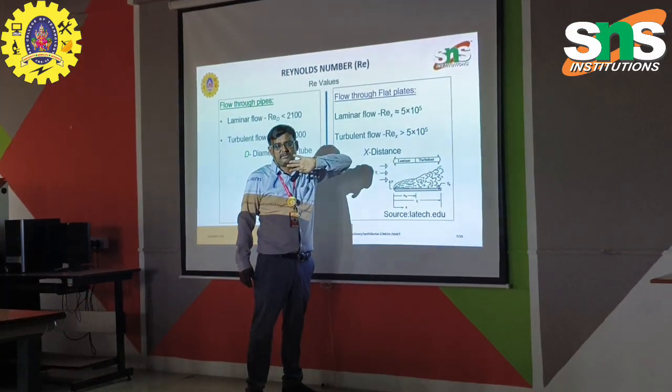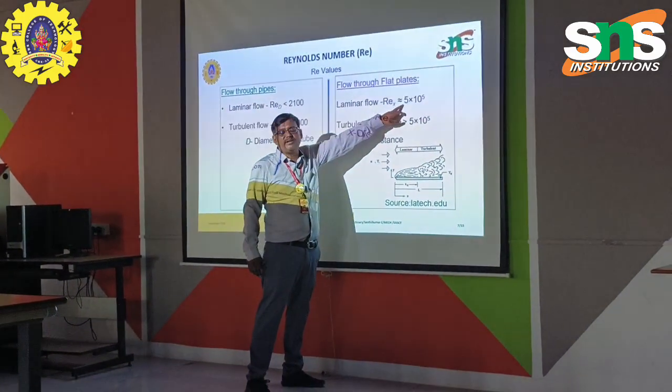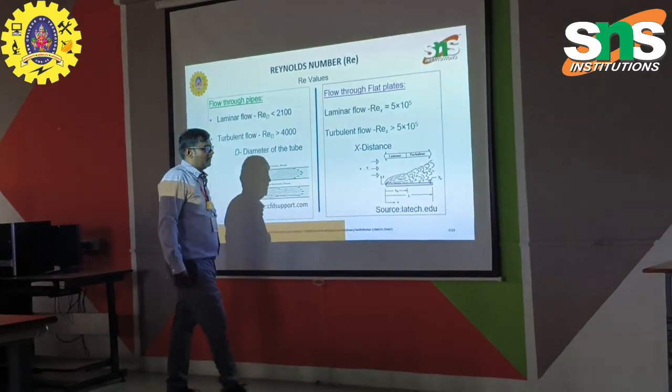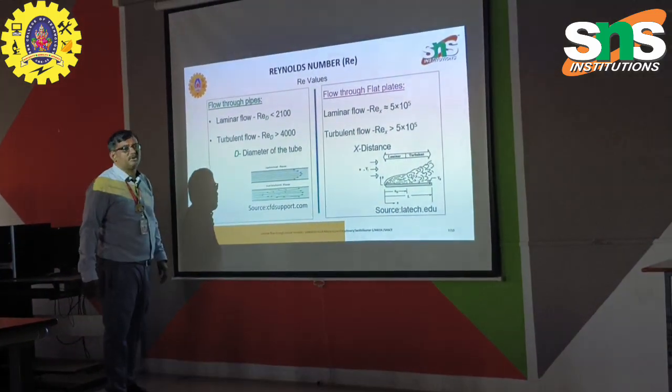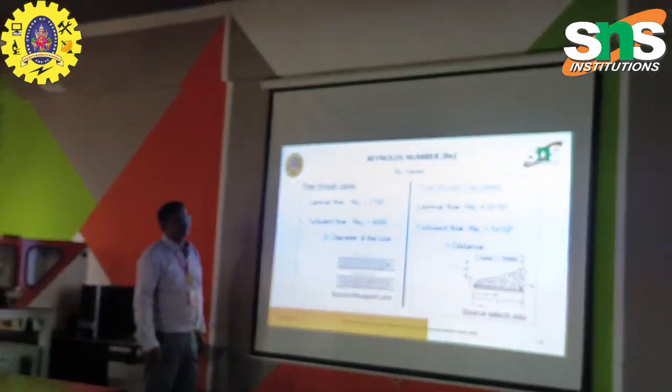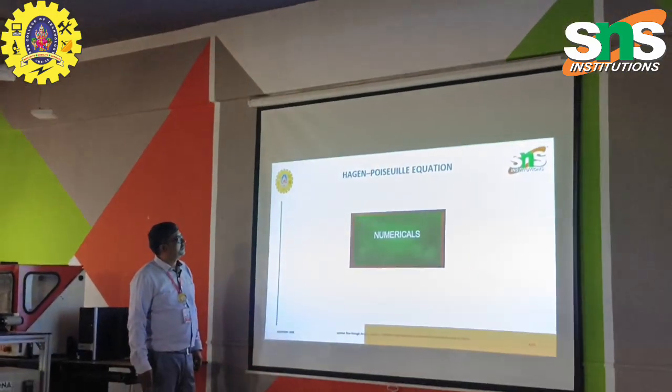Into 10 power 5. Here Reynolds number equal to 5 into 10 power 5, it is greater than 5 into 10 power 5 for flow through the plate. Should remember while solving the numericals. Next slide.